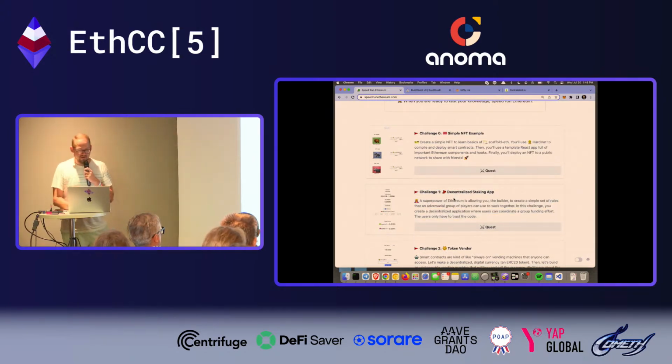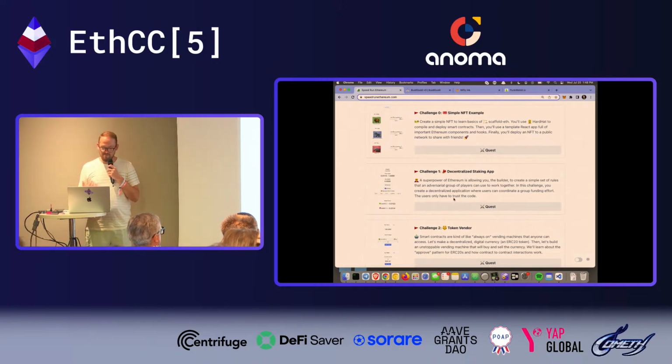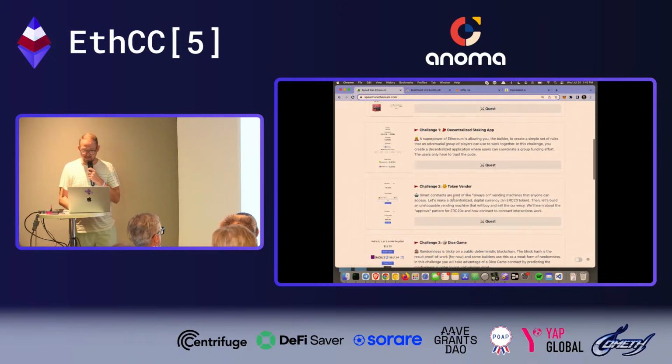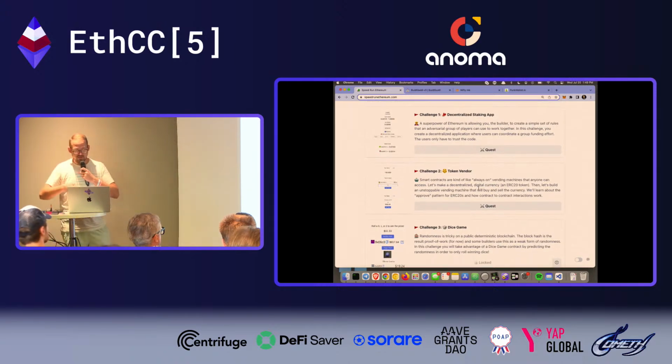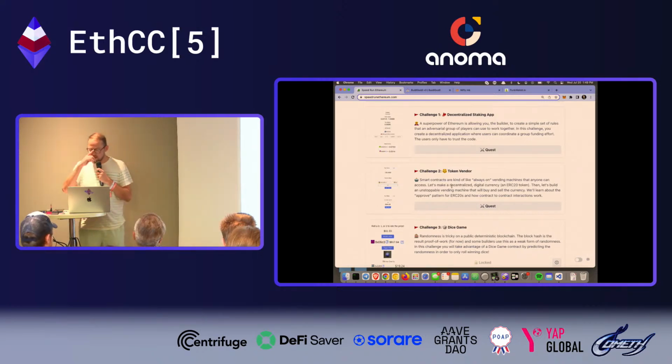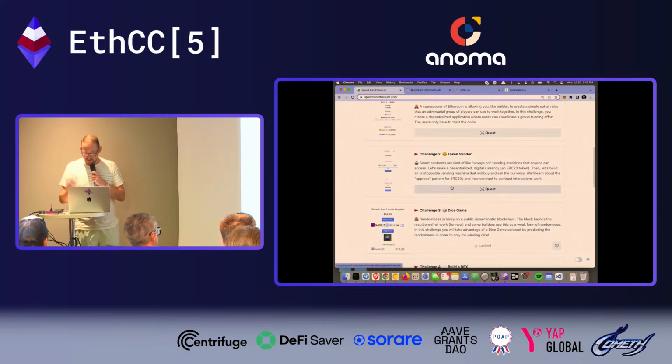And that's what Speedrun Ethereum is about: teaching you the mental model of what works and what doesn't, and what kind of things you can build and what kind of things you don't want to build. So we'll go through a staking app. We'll go through a token vendor, where you build... This teaches you contract to contract interaction. This teaches you the approve pattern for ERC20s. Kind of teaches you how tokens work.